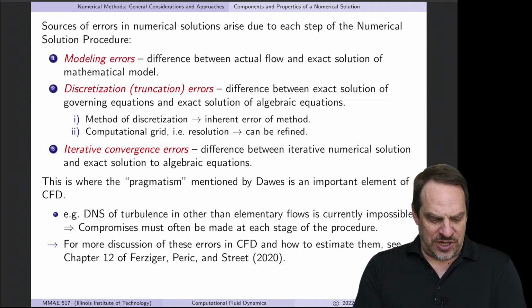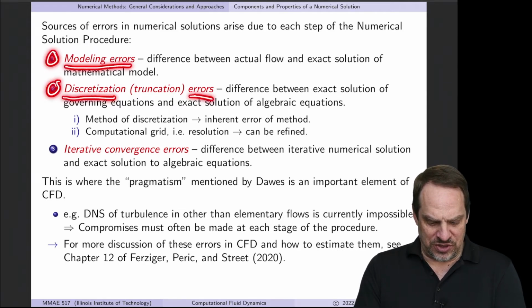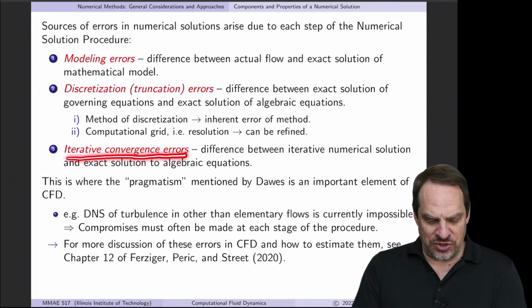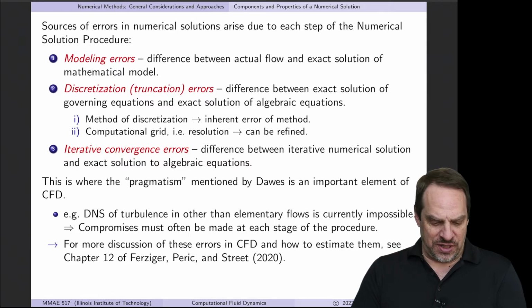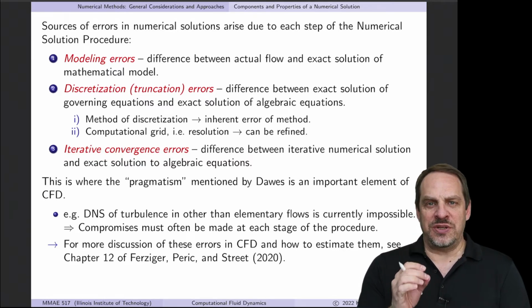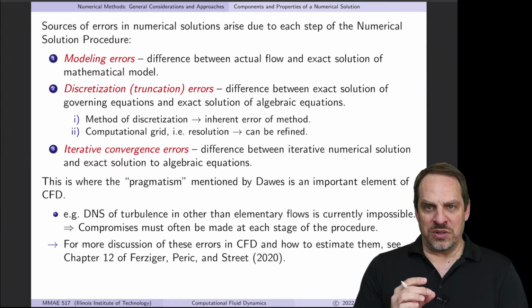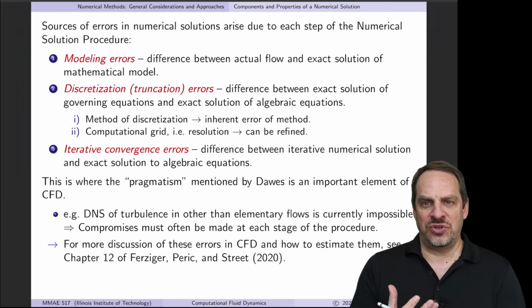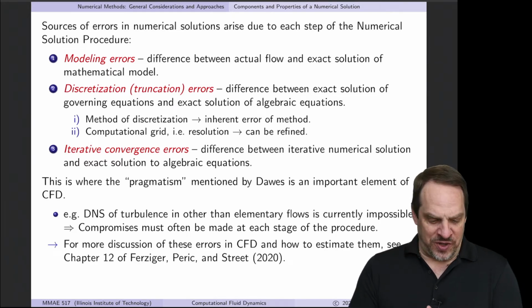Now, each of these three steps in the numerical solution procedure produce their own set of errors. So step 1 produces modeling errors, step 2 produces discretization errors, and step 3 can produce iterative convergence errors if we use an iterative technique. Let me say at the outset, generally these cannot be quantified numerically, but we need some sense of the contribution of each of these errors to the final solution.